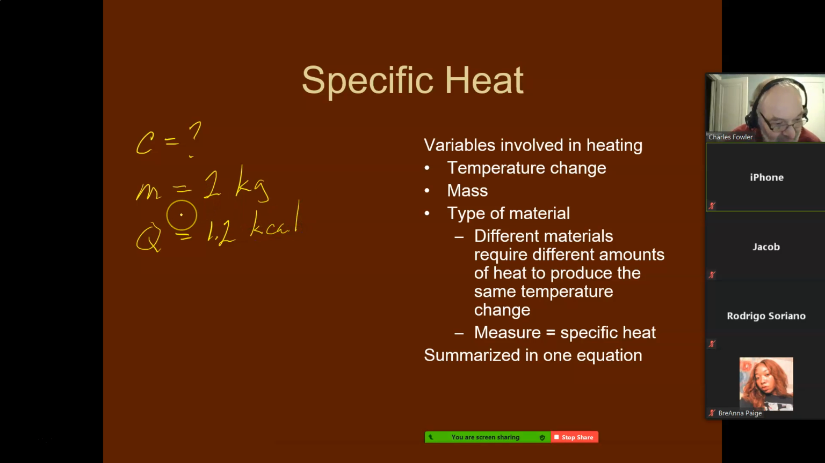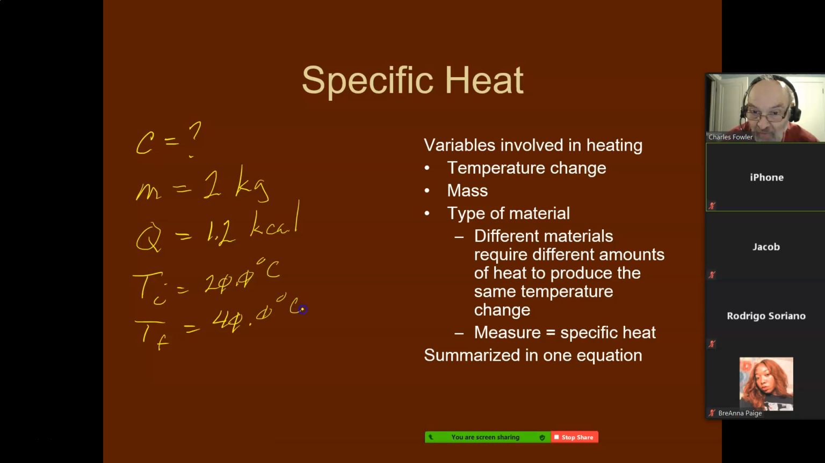Okay, the heat needed to increase the temperature from the initial temperature of 20 degrees Celsius, room temperature again, up to 40 degrees Celsius. So that's not a huge increase, but some increase. Final is going to be 40 degrees Celsius. So you're not going close to the boiling point of water yet, just heating it up some.